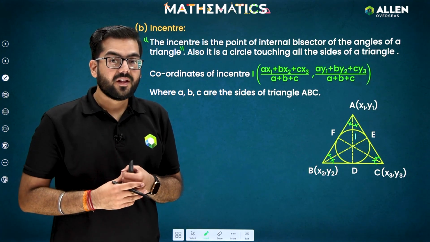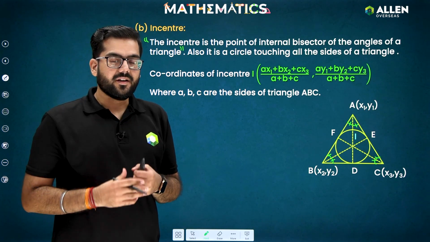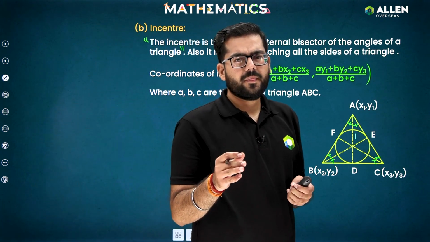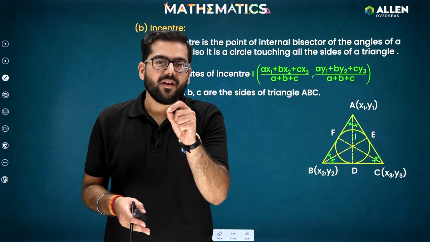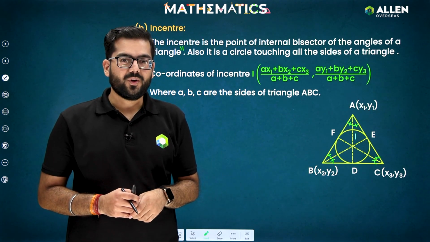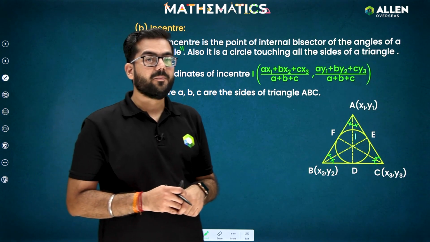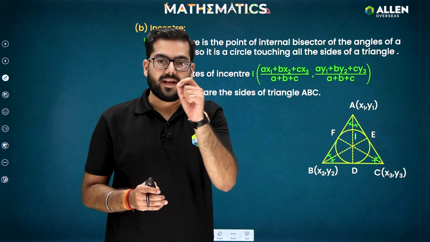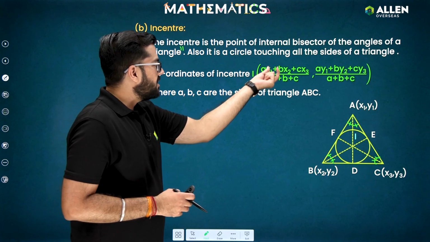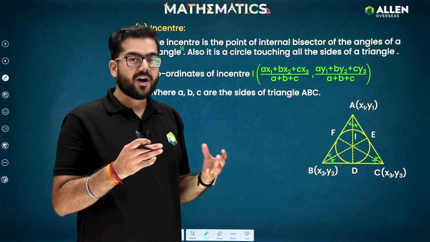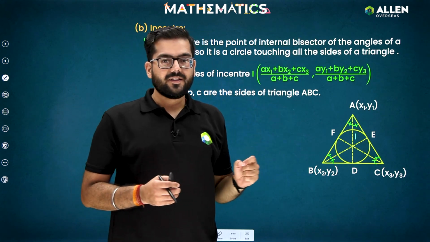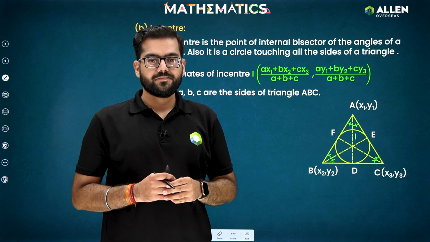Again, sir, how can we find the coordinates of the incenter? Again, it is quite easy. Why am I telling you this? Because I can see the symmetry in the formula. For the x coordinate, I am going to talk only about x. That is (ax1 + bx2 + cx3) upon (a + b + c). Similarly for y, (ay1 + by2 + cy3) upon (a + b + c).